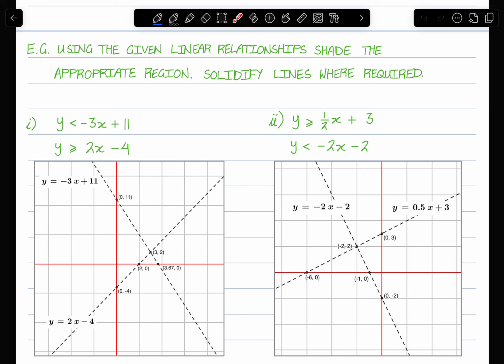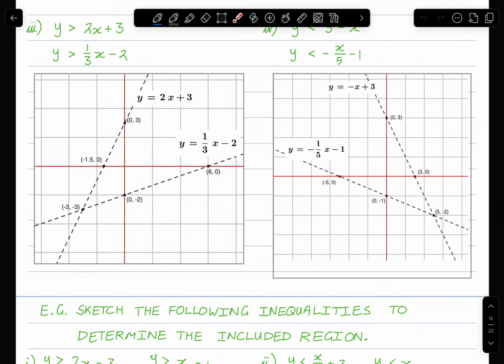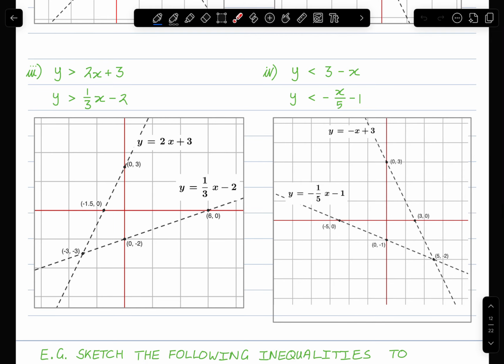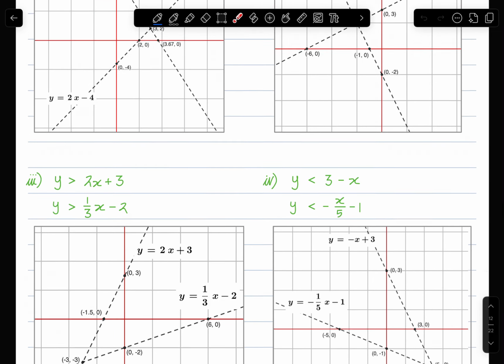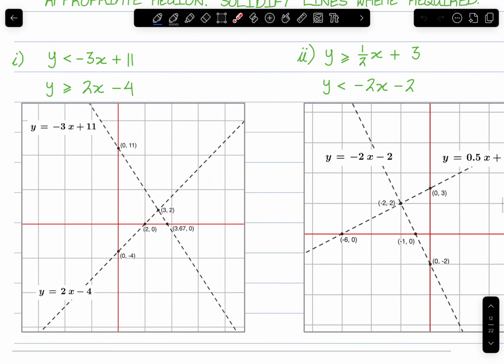Hello class, this is a video tutorial on determining the shared region between two simultaneous linear inequalities. So we've got 4 examples here. You'll see after a few you can really quickly pick out how to do these. So let's go in depth in this first one.